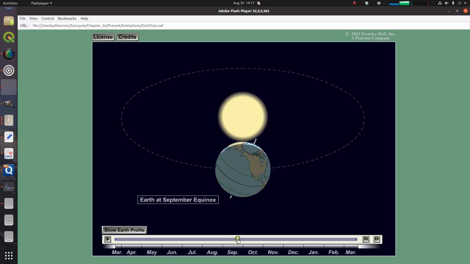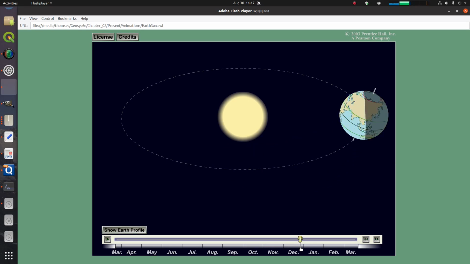So let's see what that looks like 3 months later as Earth keeps moving. Three months later, now you can see from this angle above the Arctic Circle, you have 24 hours of darkness.